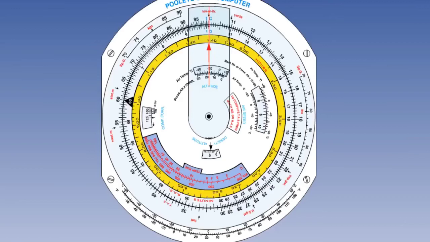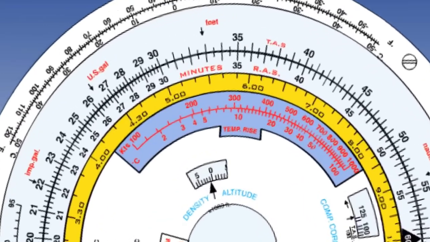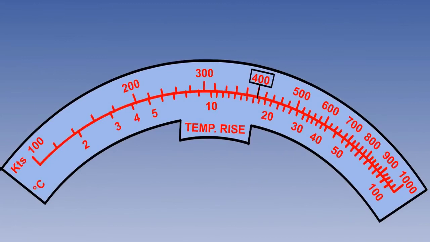The nav computer is the recommended way to find ram rise in exams and is used in multi-crew aircraft if no air data computer is fitted. On the slide rule face of the nav computer there is a blue scale. The outer scale is true airspeed, and the inner scale is ram rise. If the TAS is 400 knots, the ram rise is plus 17 degrees.